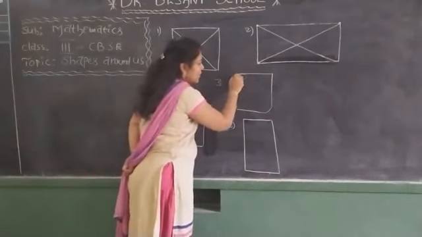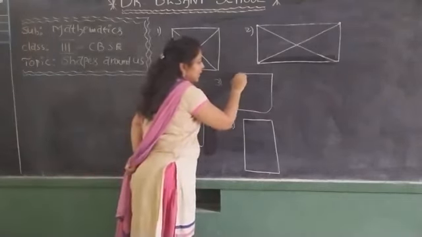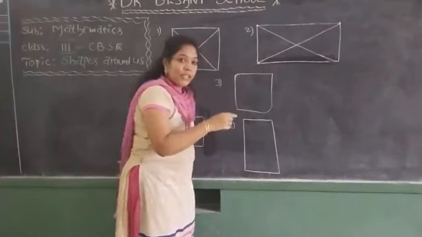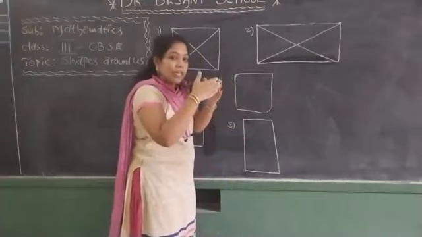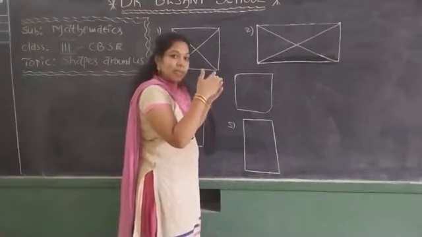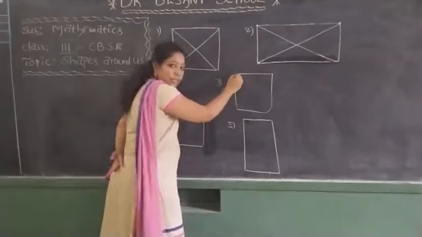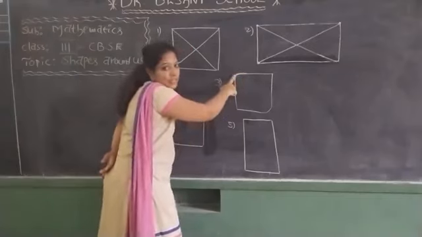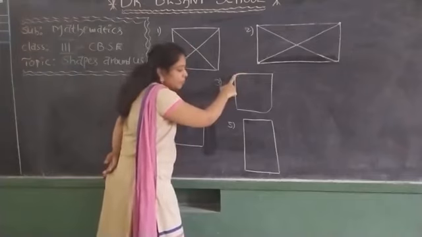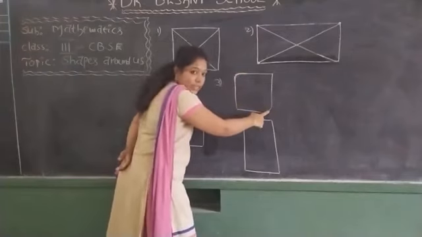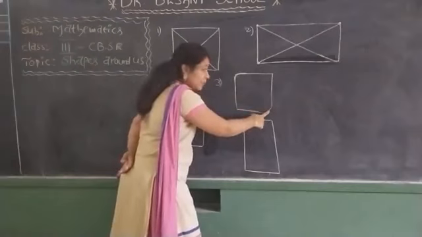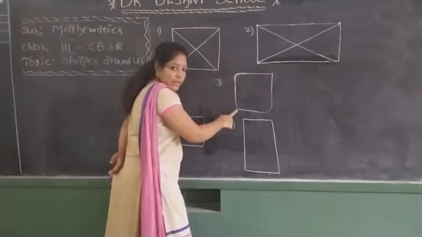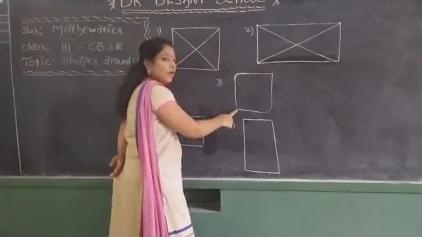See, here a curve is there. Is this a vertex? No. The vertex is the point at which two straight lines or two sides meet each other. Is there any point? No, this is the curve. Means this is not a vertex. Is this a vertex? No. Now coming to this one. Is this a vertex? This is also no. Now, is this a vertex? Good. Now this one. Is this a vertex? Good. This is also a vertex.